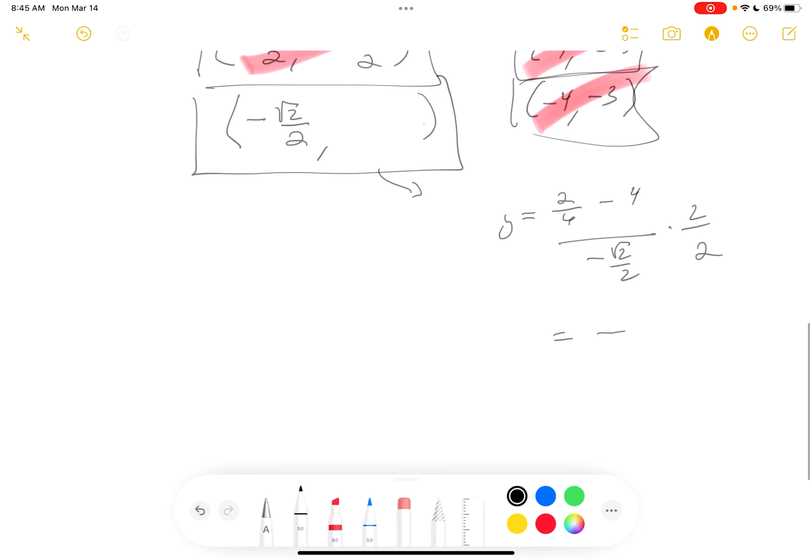And what do you get there? Well, let's take a look at it. You can get 1 minus 8. And on bottom, you get minus root 2. What does this give you? Minus 7 over minus root 2, which is 7 over root 2. And if you multiply top and bottom by root 2 to rationalize the denominator, you get 7 root 2 over 2.